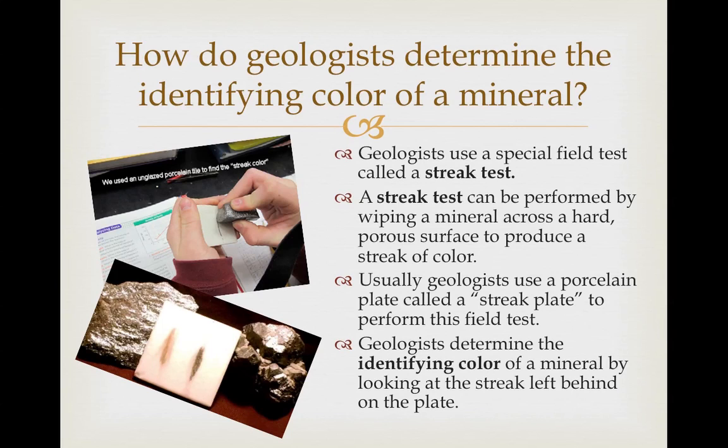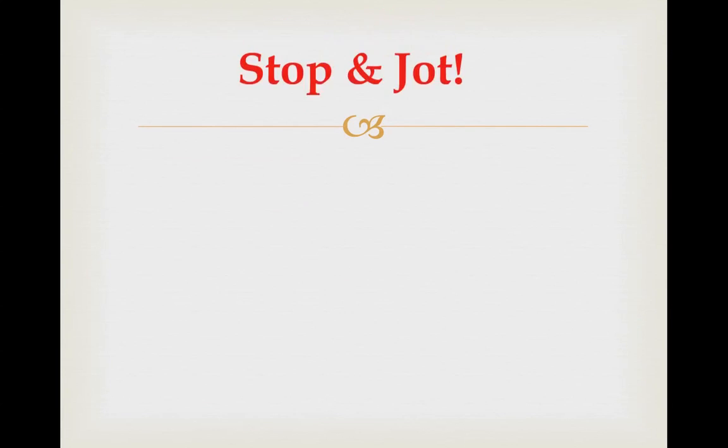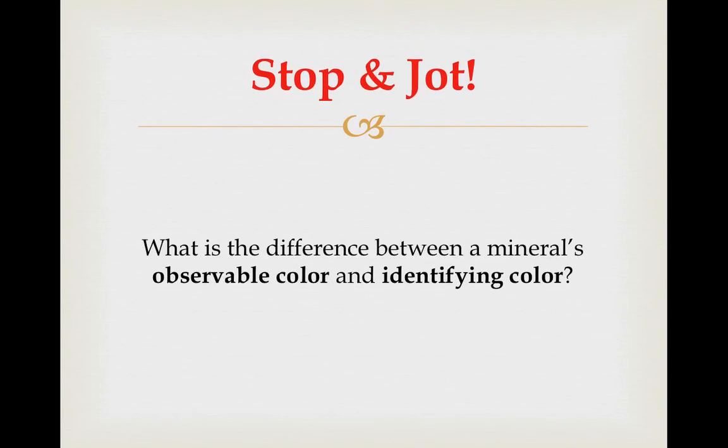As you can see here, the observable color of these two minerals are very similar. They're both silverish gray, but their identifying color is very different. This would tell a geologist that these are actually different minerals, even though they may look the same. Stop and jot. What is the difference between a mineral's observable color and identifying color? Remember, you can always rewind and rewatch any part of this video to help you answer this question.